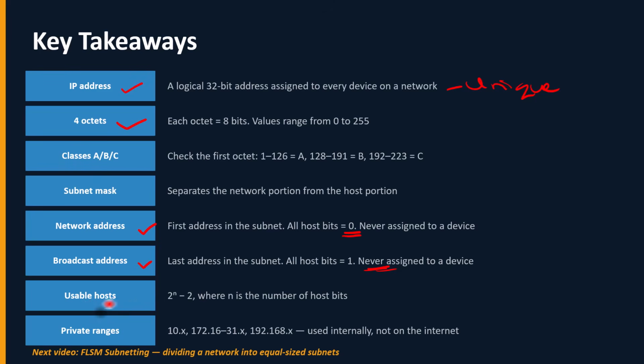For us to find the number of hosts, we use the formula 2 to the power n. For us to find the number of valid hosts, we use 2 to the power n minus 2. And basically, that is what we have been discussing.